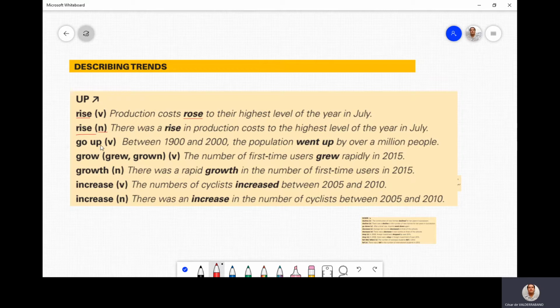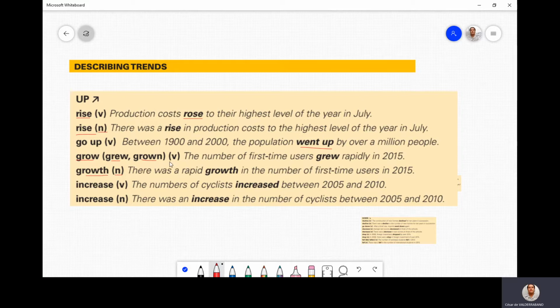Let's continue here. We have go up. In the simple past, we say went up. Then we have the verb grow. Be careful, because in the simple past, you have to say grew, and then we have grown as the participle form. We have the word growth, which is a noun. In Spanish, this would be crecimiento y crecer.